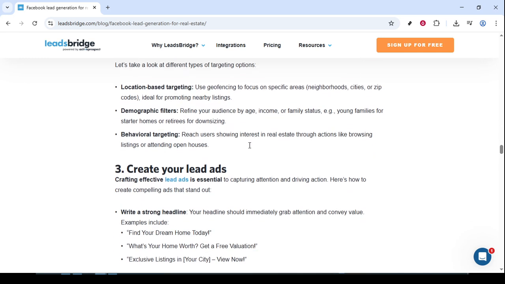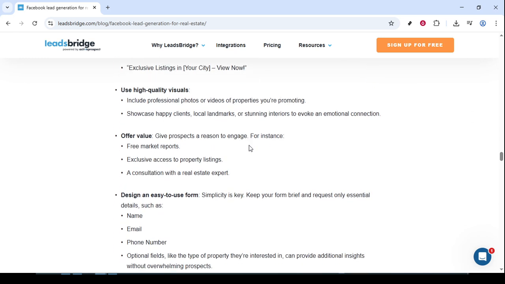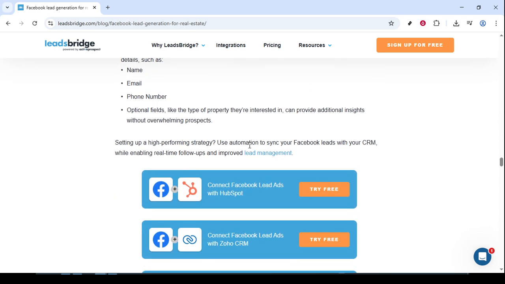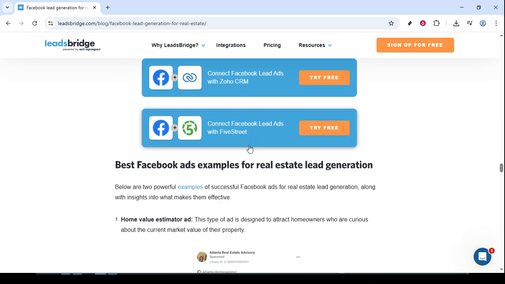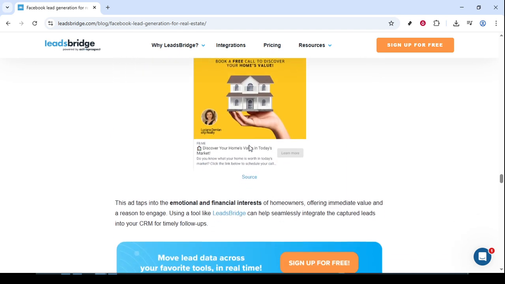There's also a wealth of inspiration out there from successful Facebook ad examples. Reviewing these real estate specific ads can provide insights into what works and what doesn't. While it's good to draw inspiration, remember to infuse your ads with your unique brand voice to stand out.